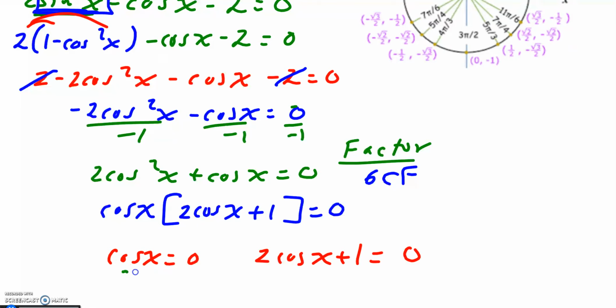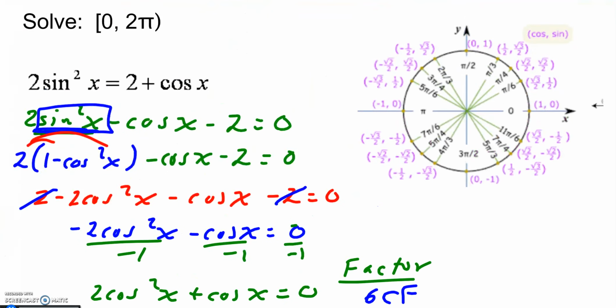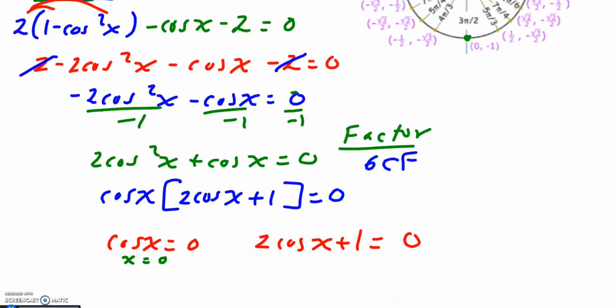So this first piece, again, there have been a lot of cosines in the last couple examples, but that's okay. We're saying where does the x value equal 0 on the unit circle? So let's look. The x value is 0 at pi over 2 and 3 pi over 2. So that's two possible answers. X is either going to be pi over 2 or 3 pi over 2.